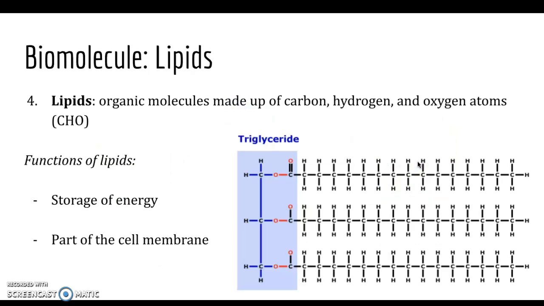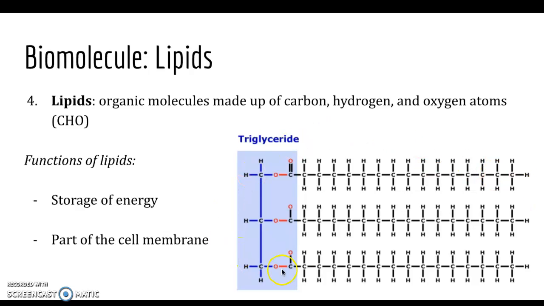And our last biomolecule is lipids. So lipids are made up of carbon, hydrogen, and oxygen. And the function of lipids, there's 2. Well, there's actually more than 2, but we in this class are going to focus on 2. Number 1 is to store energy. So lipids are a really, really good source of energy. And number 2, they make up what's called the cell membrane. So that is a part of the cell.